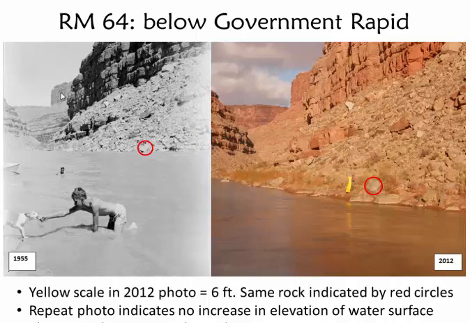And the red circles indicate the same boulder we could identify in both of those photographs. And notice that it's there on the riverbank. It's not buried in sediment. It looks a little bit higher above water level in 2012, but that's just because there's less water in the channel. So 600 CFS in 2012, 3,200 CFS in 1955. So no evidence of sediment aggradation here.